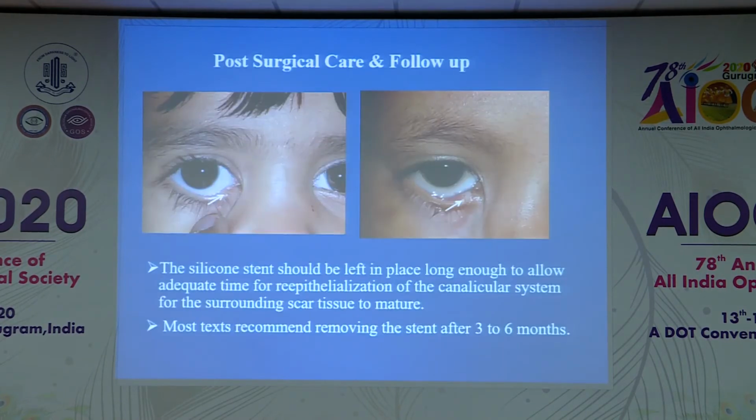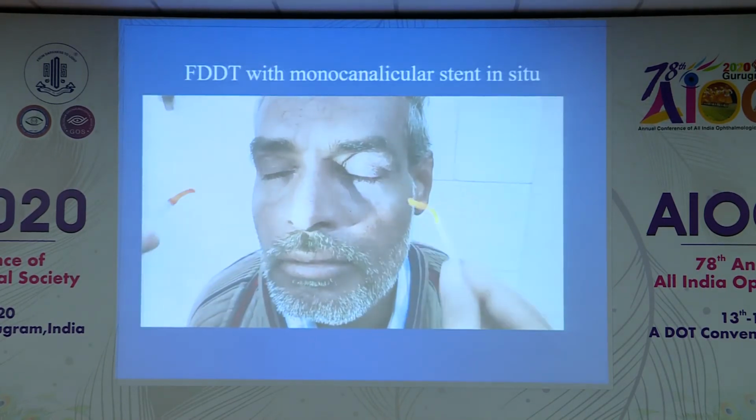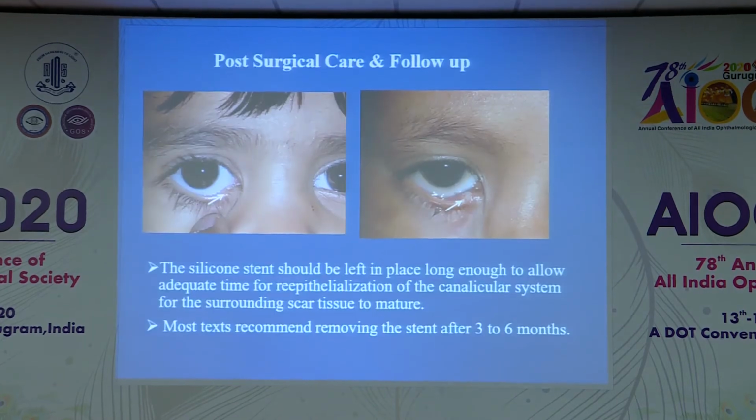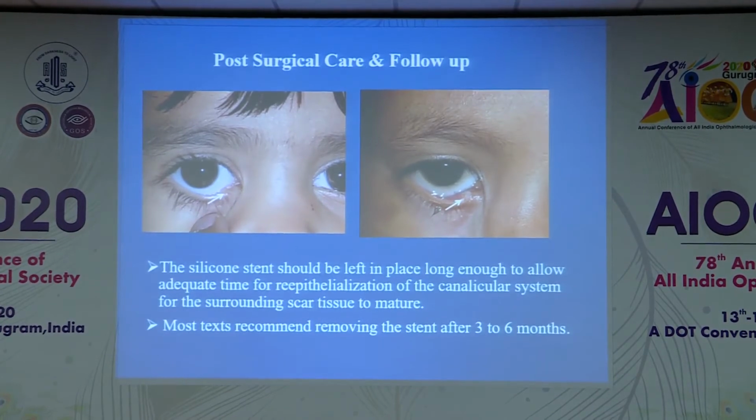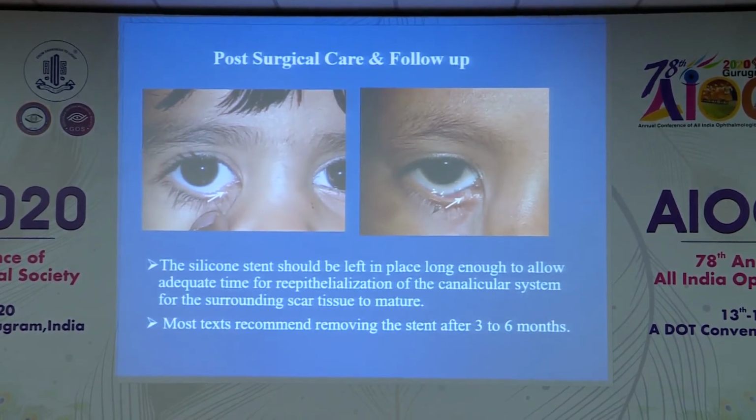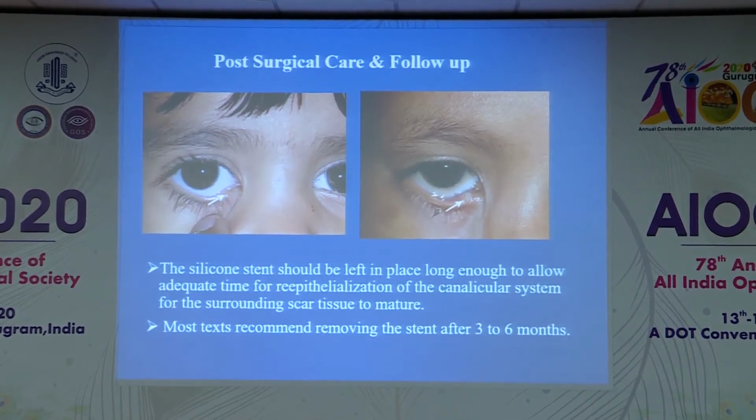Post-operatively, you can keep it for 6 months. Sorry, for 3 to 6 months the stent can be kept, and then you can remove it. It is a hollow tube as well, so the patient is not very symptomatic because the tears can keep draining through it.